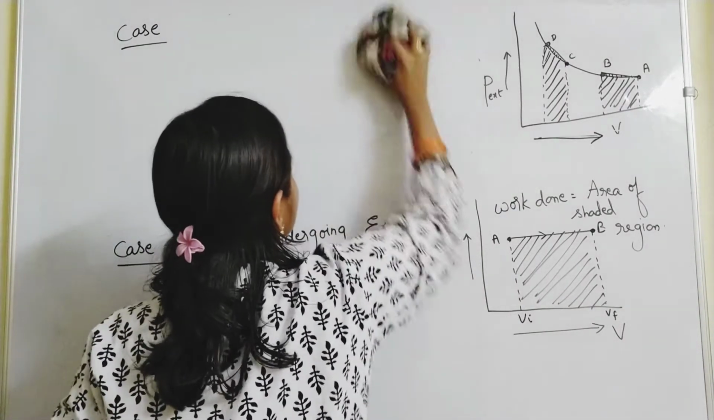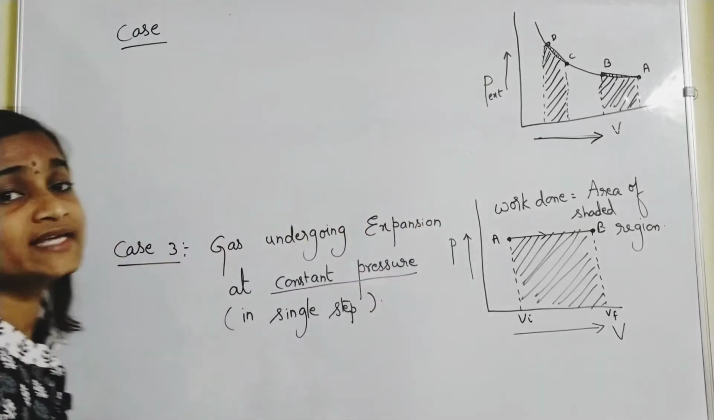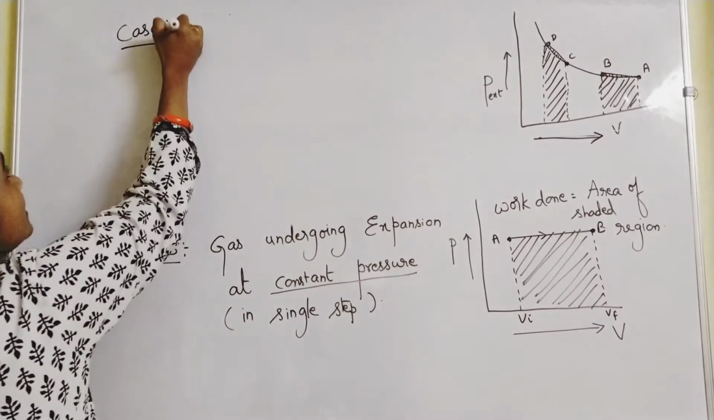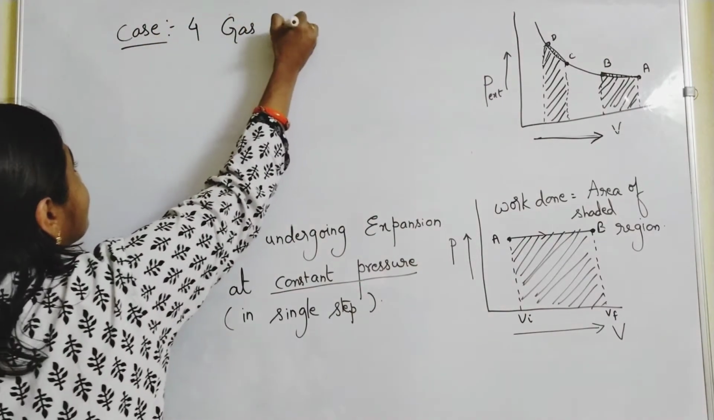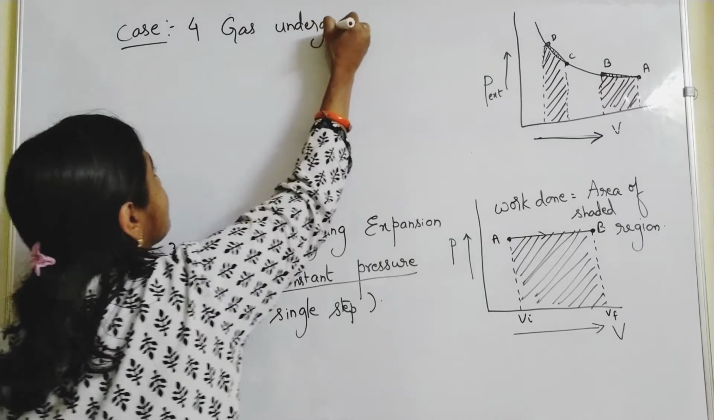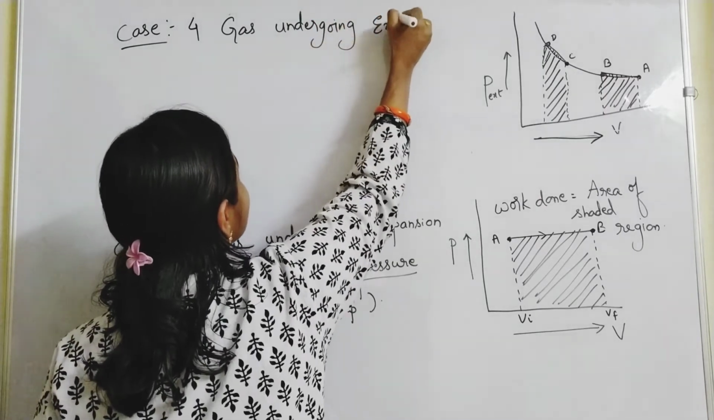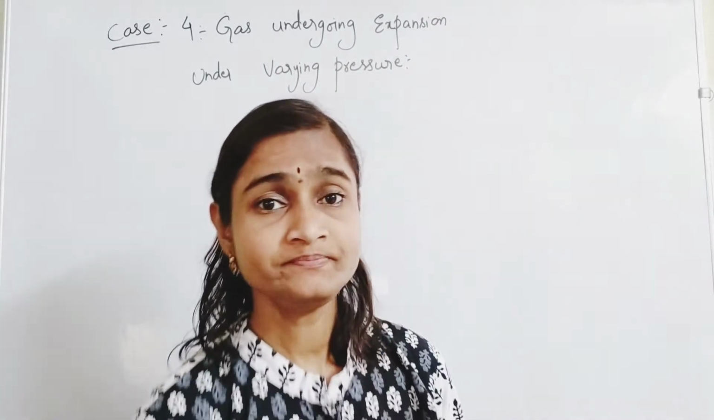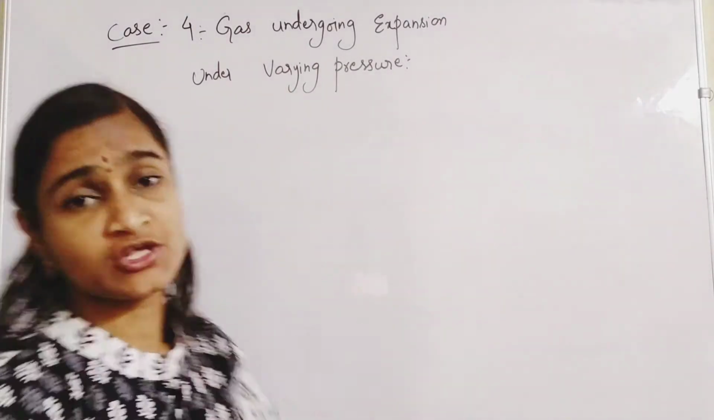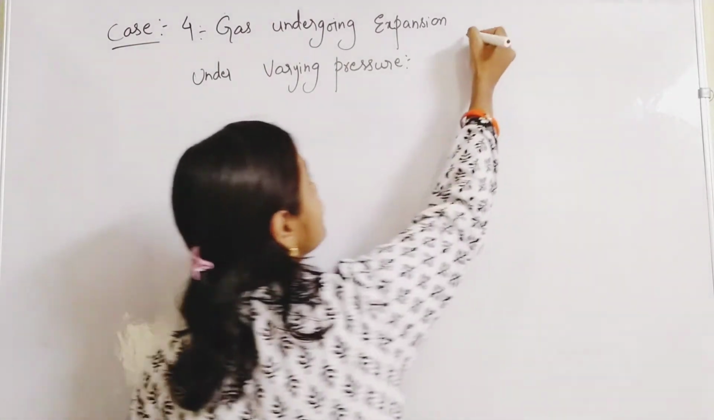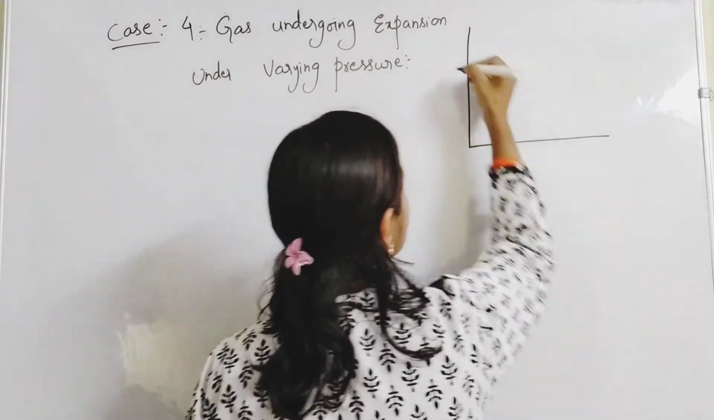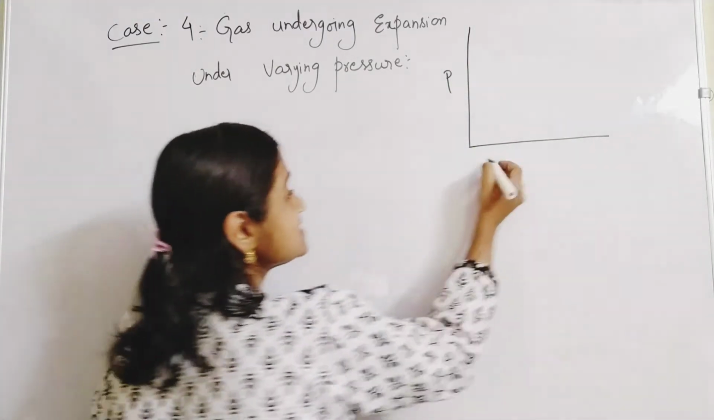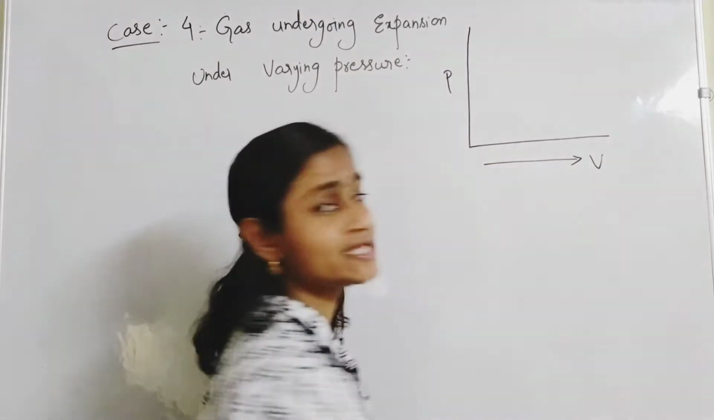Gas undergoing expansion under varying pressure. Let us see the graph. Again you will be drawing the same kind of graph. P is taken on the y-axis and volume is taken on the x-axis.